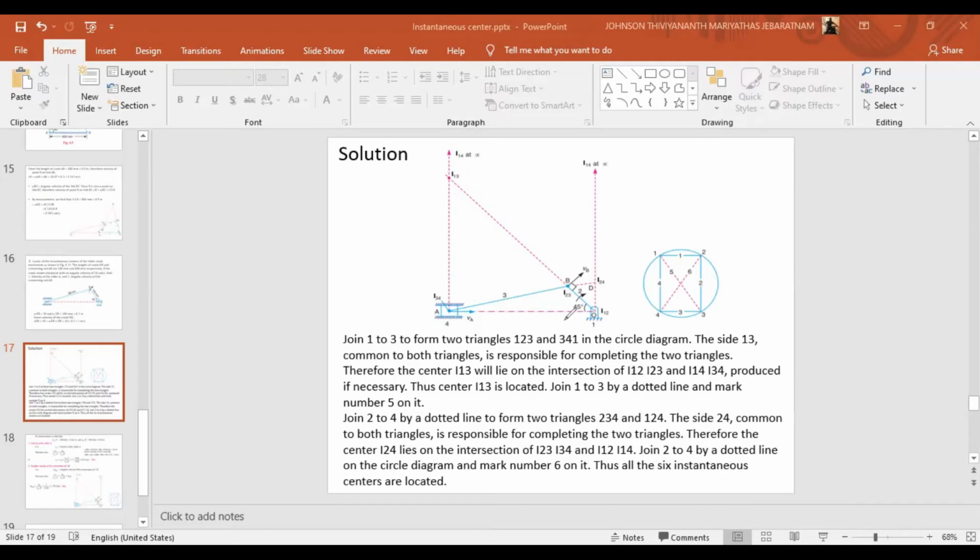Why do we have 4 links? Link 1, link 2, link 3, and link 4. So 4 links mean, based on the formula n into n minus 1 by 2, where n is 4, n minus 1 is 3, 4 into 3 is 12, by 2 is 6. We must have 6 instantaneous centers.